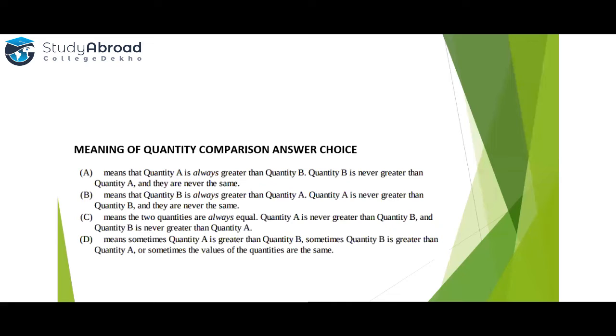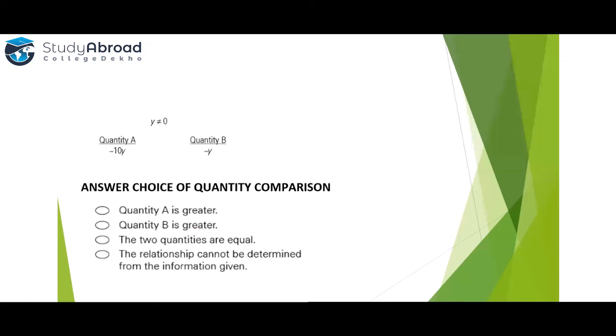Sometimes quantity A is greater, sometimes quantity B is greater when we try different values, and sometimes they can be equal as well, depending on the number that we test in the quantities given in the question. We'll see how to solve these types of questions. Okay, so let's move on to the first question.